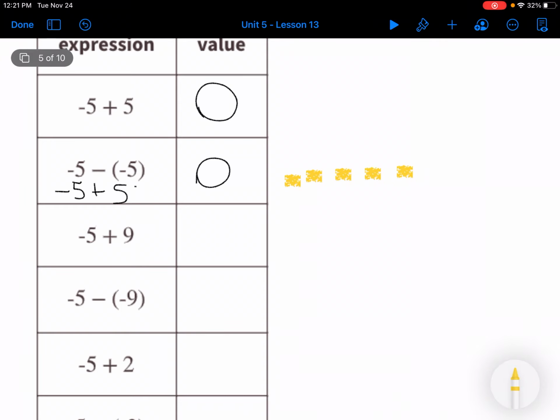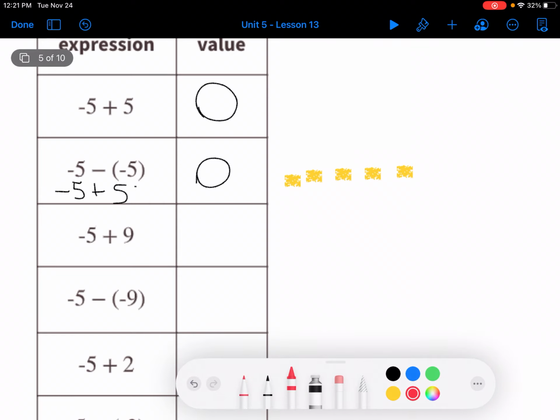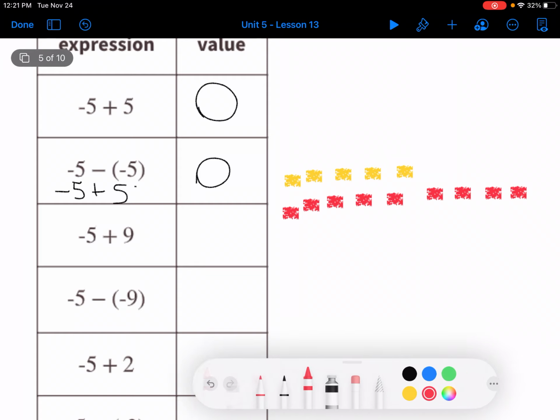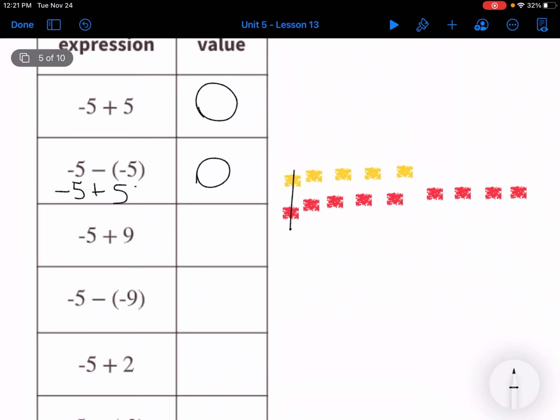2, 3, 4, 5, plus a positive 9. 1, 2, 3, 4, 5, 6, 7, 8, 9. Do my crossouts. 1, 2, 3, 4, 5. And I'm left with positive 4.